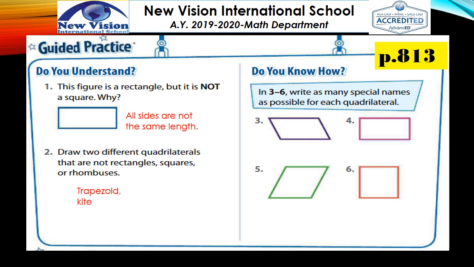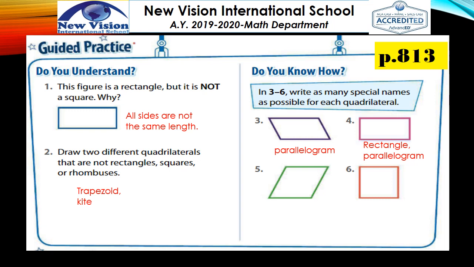Number 3, what is it? It's a parallelogram. Very good. Number 4. Number 4 is a rectangle, and it's also a parallelogram. Why? Why is this shape also a parallelogram? Do you still remember the definition of a parallelogram?